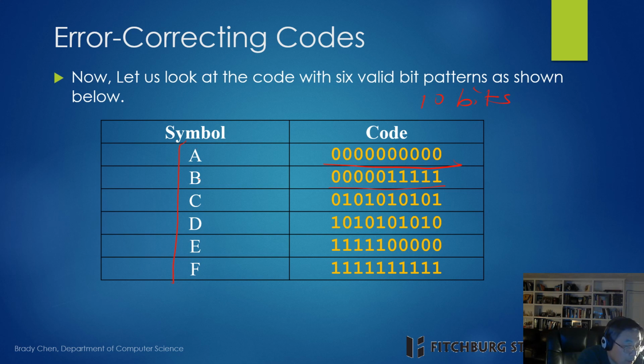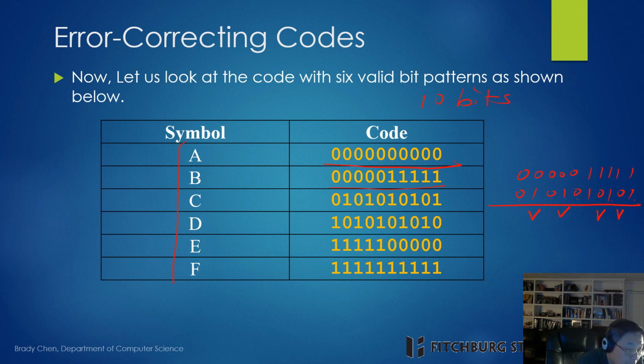Now let's take a look at the distance between B and C. We will find out the distance between B and C is, let's take a look. That's B. C is 0, 1, 0, 1, 0, 1, 0, 1, 0, 1. So here's 1, 2, 3, 4.